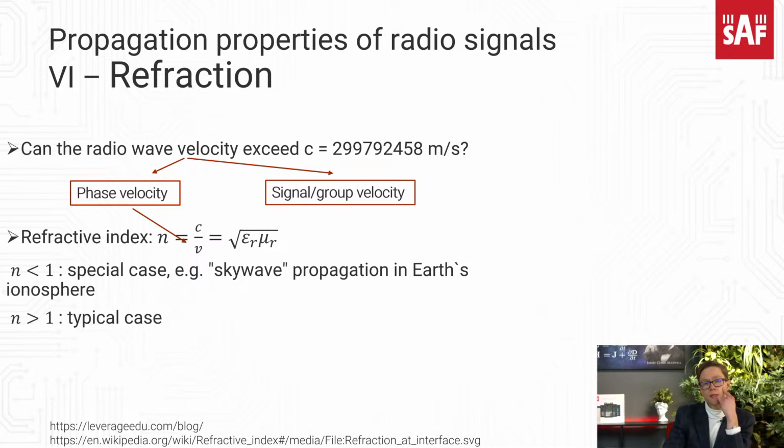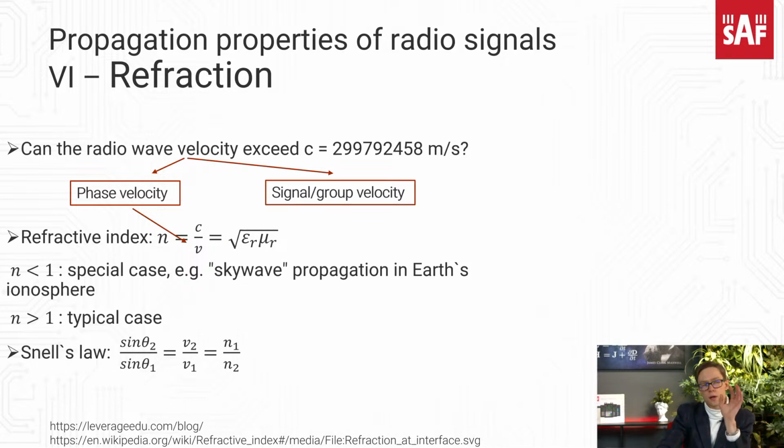The typical case is when n is greater than 1. This covers most of the materials. We're talking about light and the materials which are transparent for light. And we're talking about electromagnetic waves of any frequency, and we refer to any materials which are transparent to these frequencies.